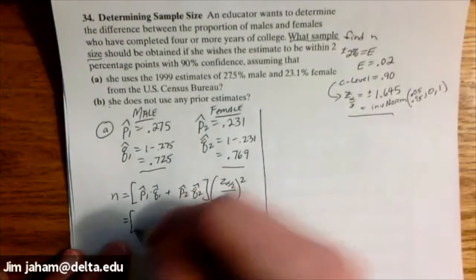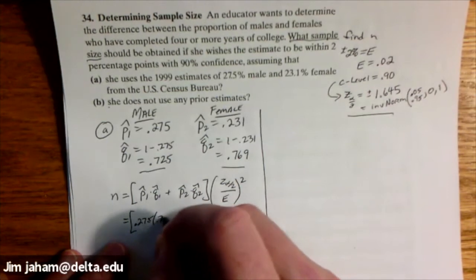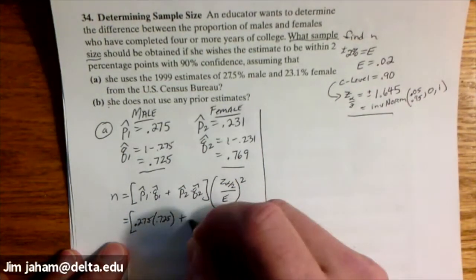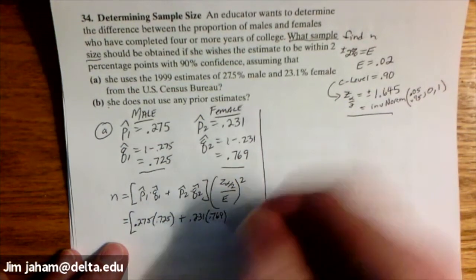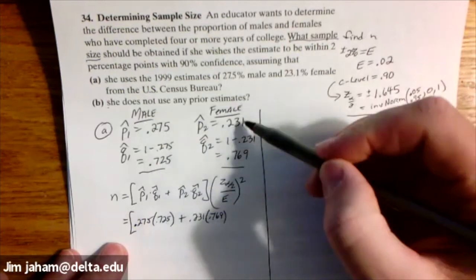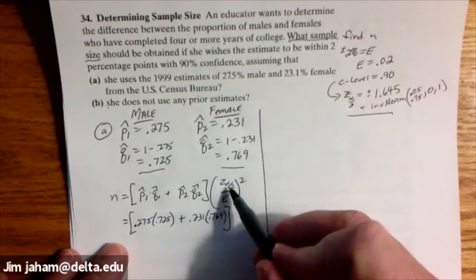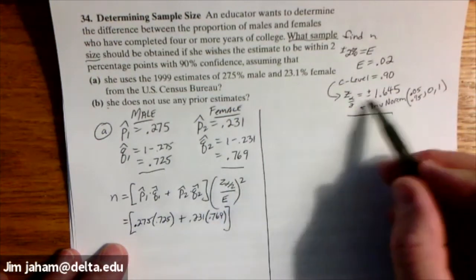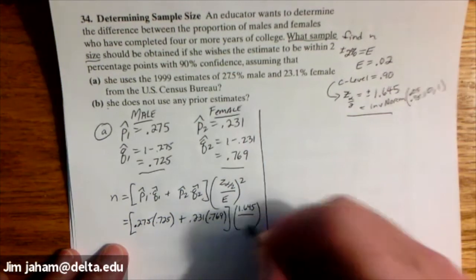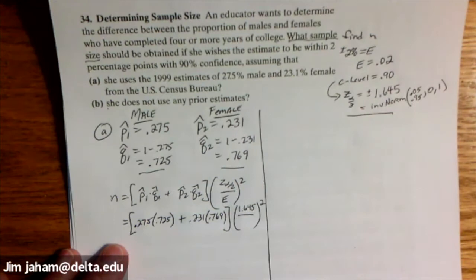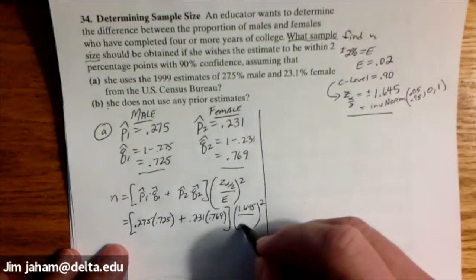All right, so we're just going to plug all these in. We have 0.275 times 0.725 plus 0.231 times 0.769, p1 hat q1 hat, p2 hat q2 hat. All right, and we have the critical value here, that's 1.645. You don't have to worry about the plus or minus sign because inside this fraction we're going to square it. Squaring makes everything positive. And then finally the margin of error goes down under. That's the 0.02.